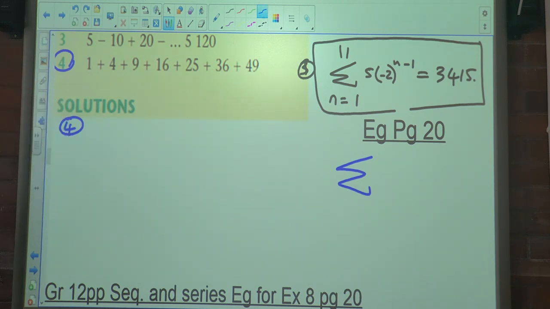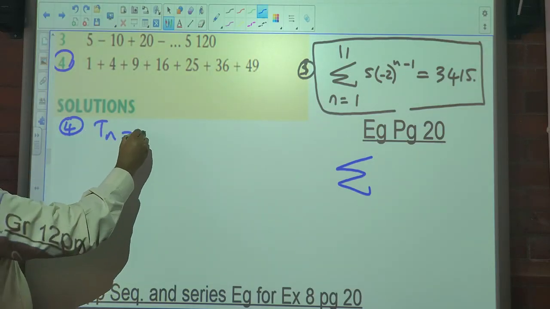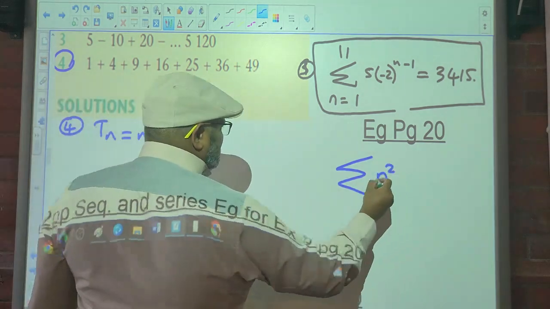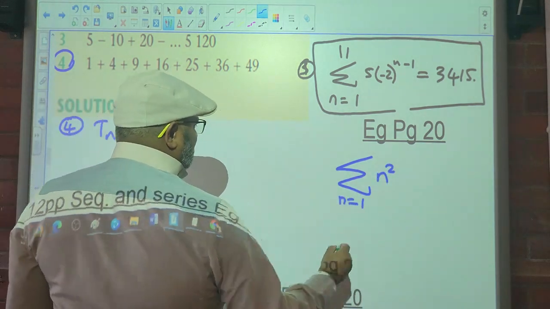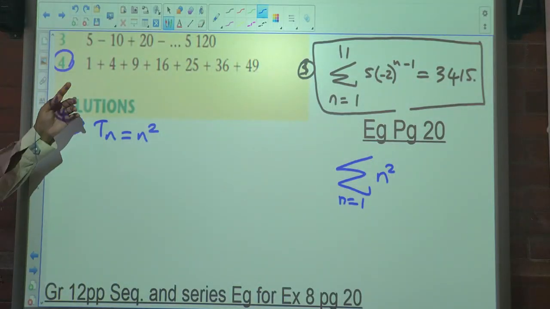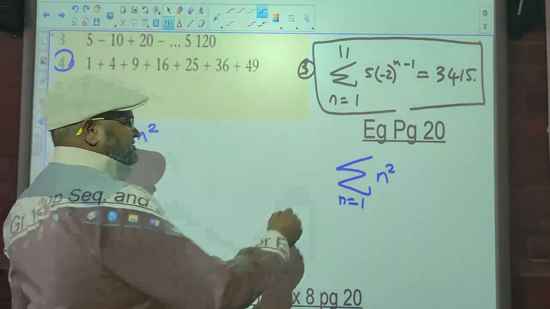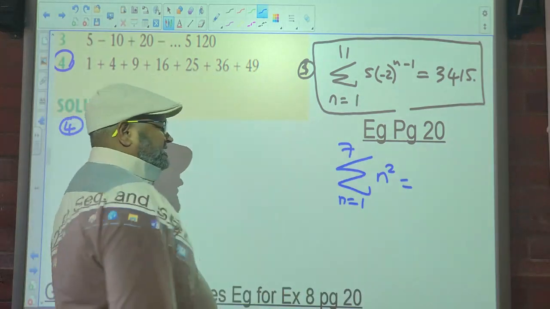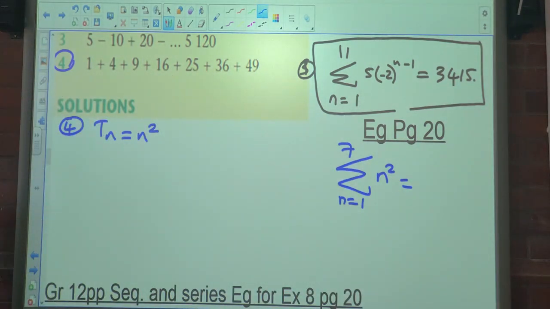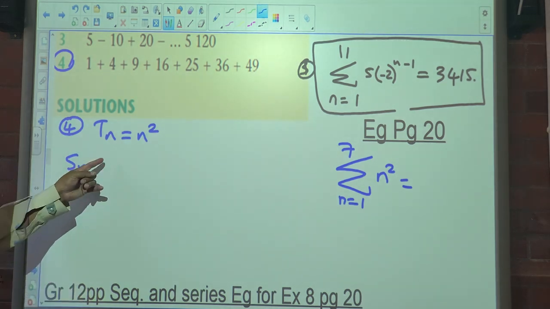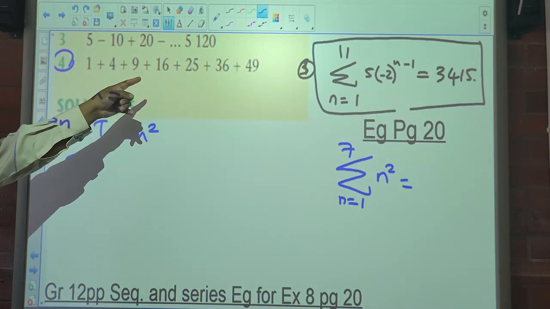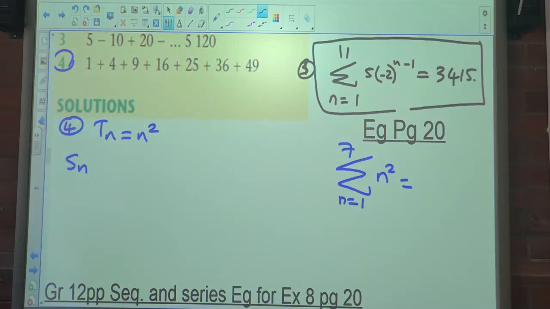So what's the general term then? That goes there. Where do I start? N is equal to 1. How many terms are there? 7. What is that equal to? Sn. You're going to use the Sn formula. Which one of the 3? N over 2 into A plus L. Do we have the last term and the first term? Yes. Is it arithmetic? No. So can I use that? No.